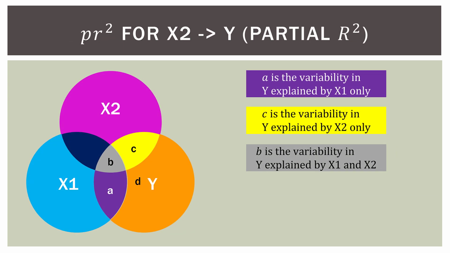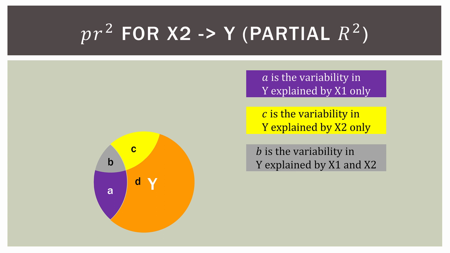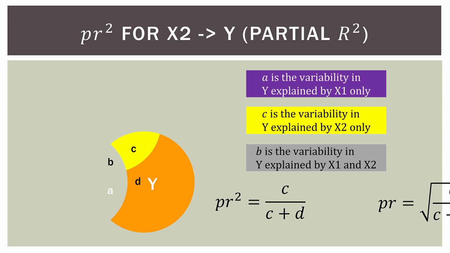So for X2, the same process. We will fade out everything that's not part of the dependent variable Y. This is where we are at R squared. Now we want to partial out everything that's not X2. So what's going to fade out here? Well, it's going to be A and B. We partial out everything that was part of X1. So this is C divided by C plus D. Take the square root to get the partial correlation.